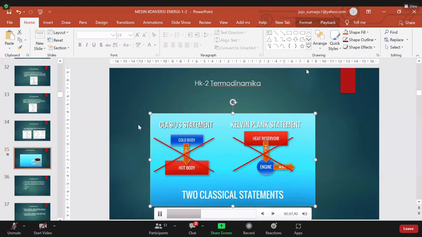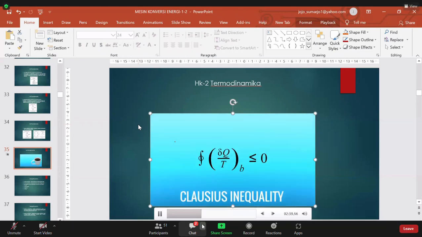Here is a useful form of the second law that is useful for engineers, the Clausius inequality. This is a small integral equation, but please don't get irritated by this equation. We will conduct a physical experiment to understand.